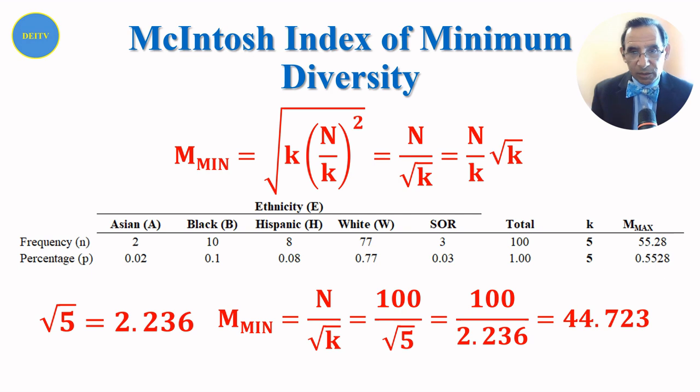So I worked out an example for you. If there are 100 individuals in the organization, divide that by the square root of K. So that's going to be 2.236. So 100 divided by 2.236 equals 44.72. If you're going to use percentages, then that's going to be 0.4472. Again, that is the minimum level of diversity possible for a particular organization with a set number of categories and a number of individuals for each category.